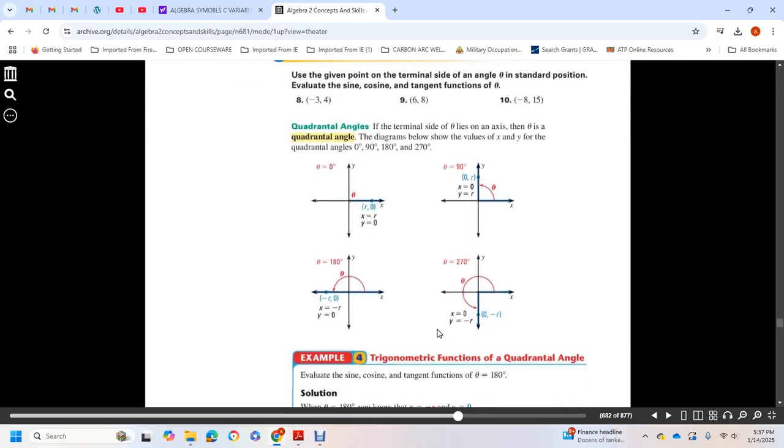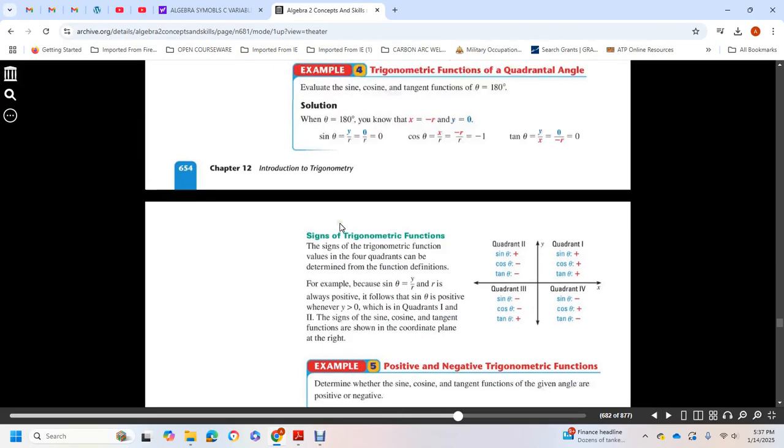Quadrantal angle. The terminal side of the angle θ lies on an axis. If θ is a quadrantal angle, the diagram below shows the values of x and y for the quadrantal angles 0, 90, 180, and 270.